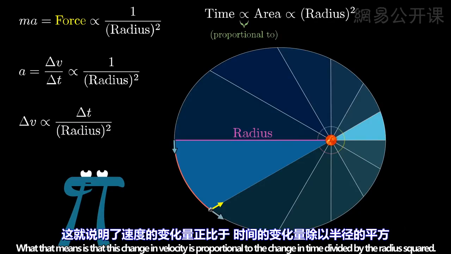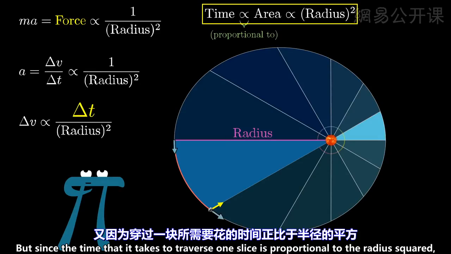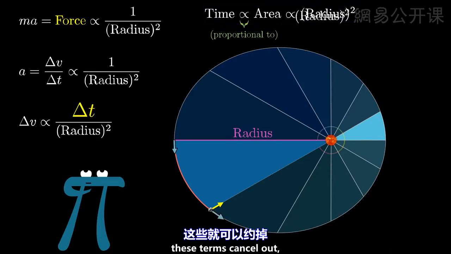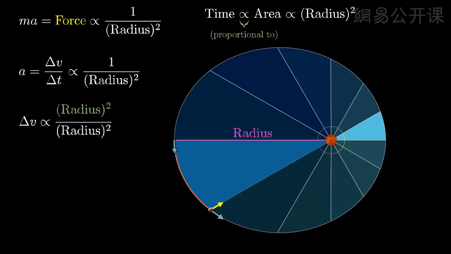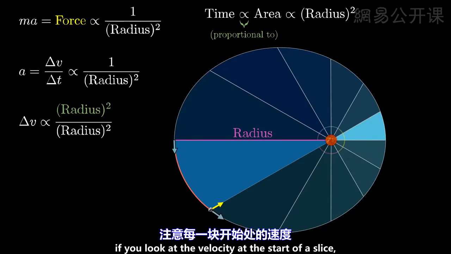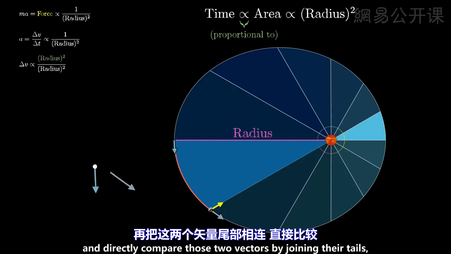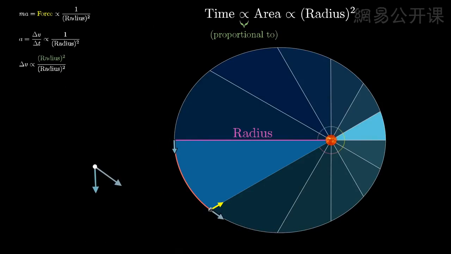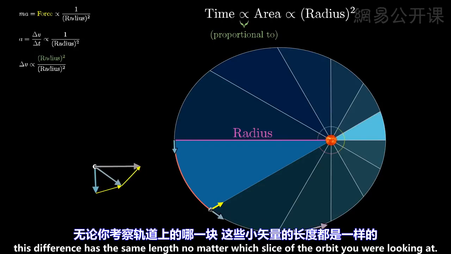What that means is that this change to the velocity is proportional to the change in time divided by the radius squared. But since the time that it takes to traverse one slice is proportional to the radius squared, these terms cancel out. So the change in velocity as it traverses a given slice is actually some constant that doesn't depend on the slice at all. Unpacking what I mean by that: if you look at the velocity at the start of a slice, and then the velocity at the end of that slice, and directly compare those two vectors by joining their tails, the little vector joining their tips, this difference has the same length no matter which slice of the orbit you were looking at.